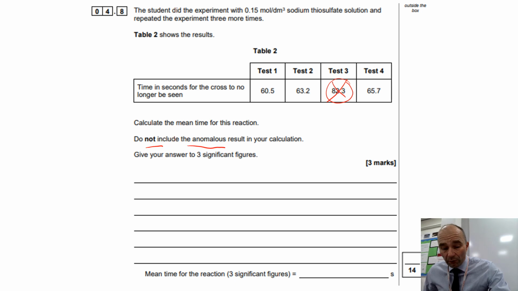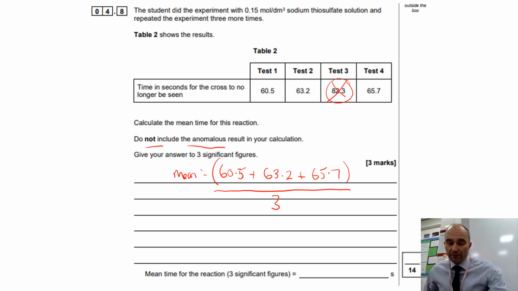So we now work out the mean equals 60.5 plus 63.2 plus 65.7. Put that in your brackets and we divide it by 3. Put that carefully in your calculator, be particularly careful with your brackets, and that will give you an answer of 63.133 recurring. Now this is when you need to go back and check the question.